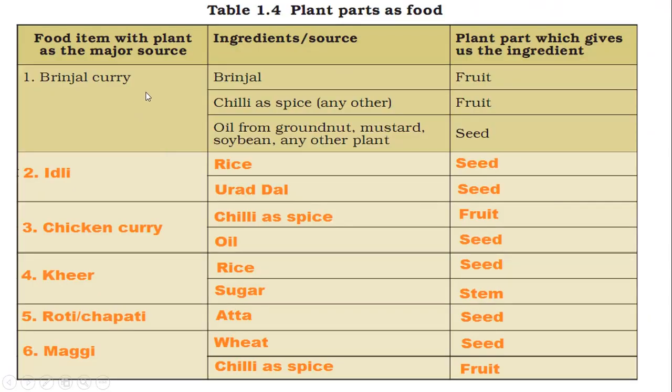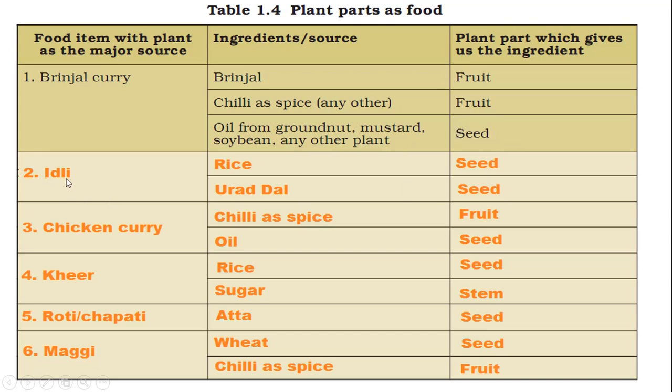Here one table is showing where brinjal curry is a food item. The ingredients required are brinjal, this is the fruit, chili, it is also fruit, oil from groundnut or mustard, soya bean or any other plant. We basically use the seed.